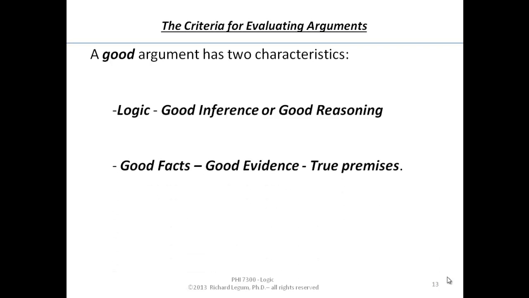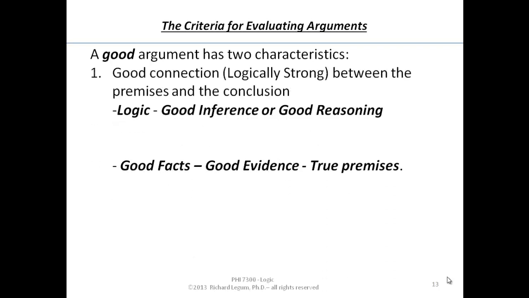And the second criteria is that we got the facts right. We have good facts. Our evidence is good. Our premises are true. The assumptions are true. So the first characteristic that a good argument has is that there's strong logic, a good connection between the premises and the conclusion. The second criteria is that we have good premises.